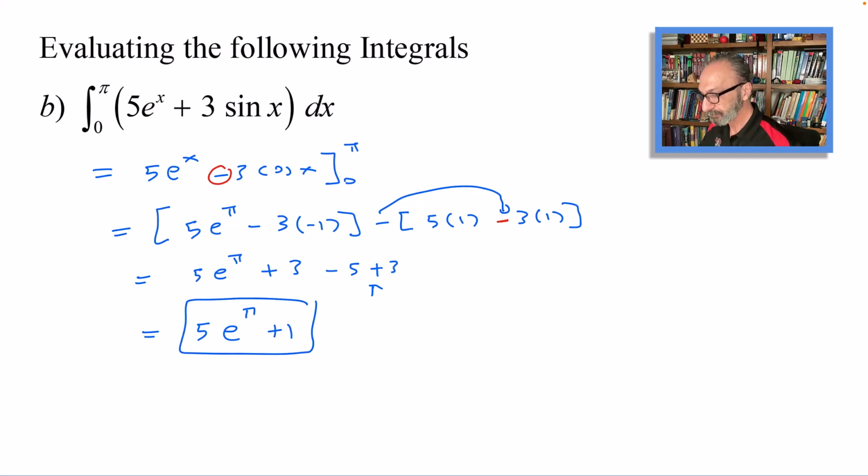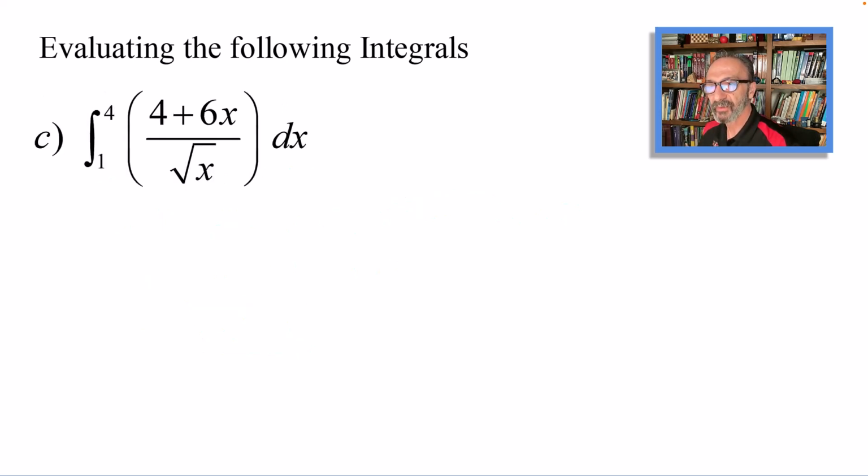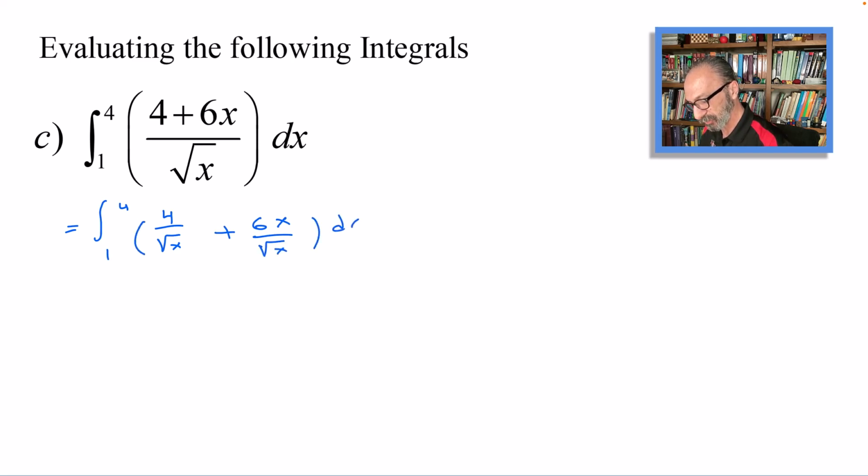Let's go to the third part. Integrate from 1 to 4 of 4 plus 6x divided by square root of x. One more time, we can't use substitution here. So we're going to distribute 4 plus 6x divided by square root of x. That will be integral from 1 to 4, 4 divided by square root of x, and 6x divided by square root of x. That's called distributive.